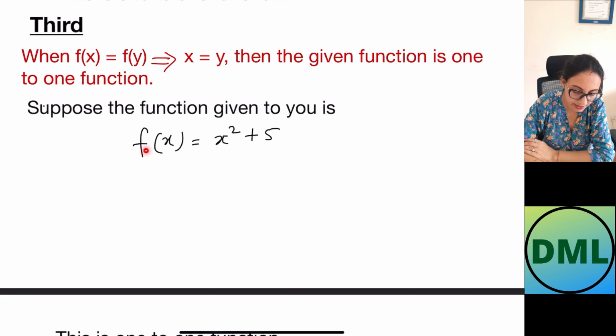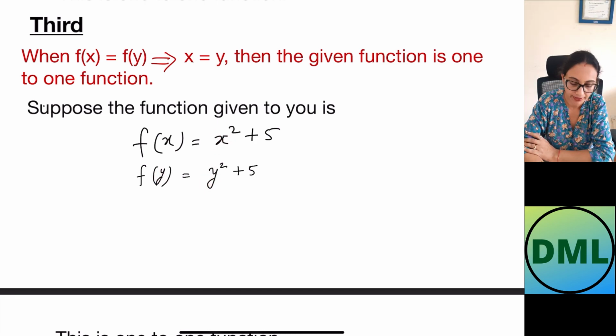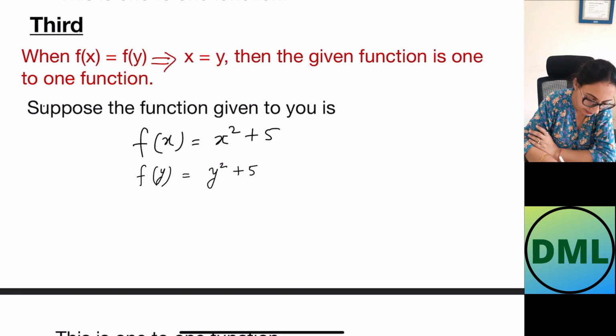My function is f of x is equal to x square plus 5. Let's write the same function for f of y. So f of y will be given by y square plus 5. I am replacing x by y. So here I have x, which I replaced with y. I have to put them equal. Let's put all of them equal here.